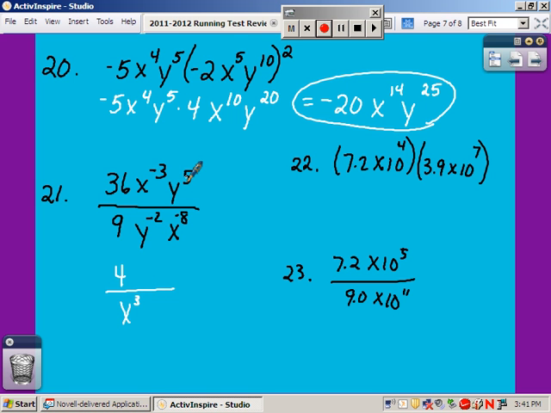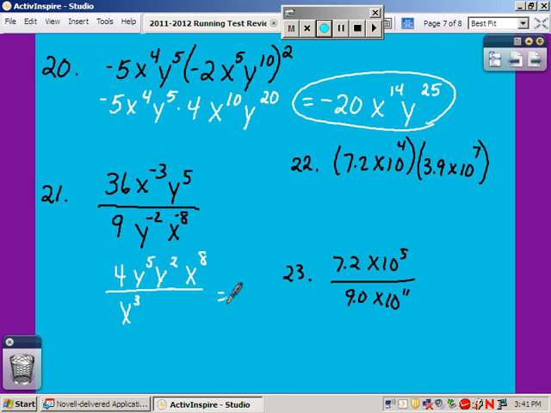Y to the 5th is positive as it is, so I'm going to leave it where it is on the top. Y to the negative 2nd on the bottom, negative, got to go up to the top to turn it positive. And x to the negative 8, also a negative exponent, needs to go to the top, turn it positive. There we go. I'm going to do a little bit of cleaning up, but I'm basically done.